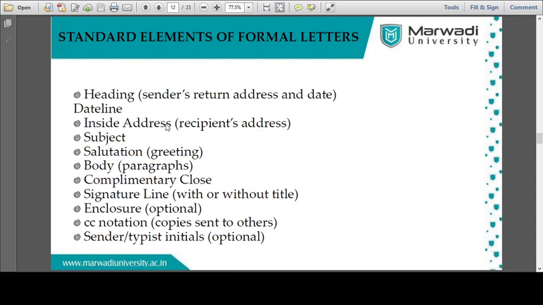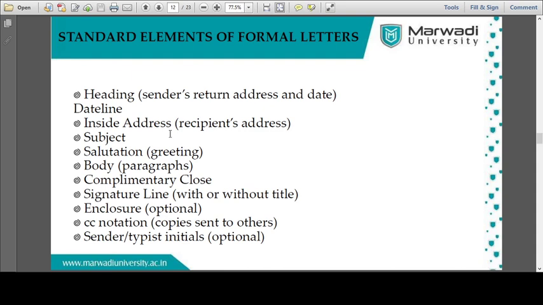Next one is signature block. This complementary closing line is, you can say, followed by the signature block, which includes the writer's signature, name and title. Every letter must end with the signature to give authenticity to the information contained in it.